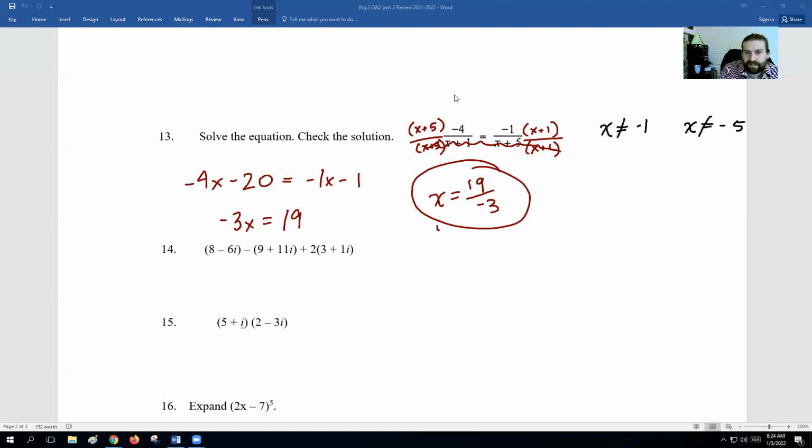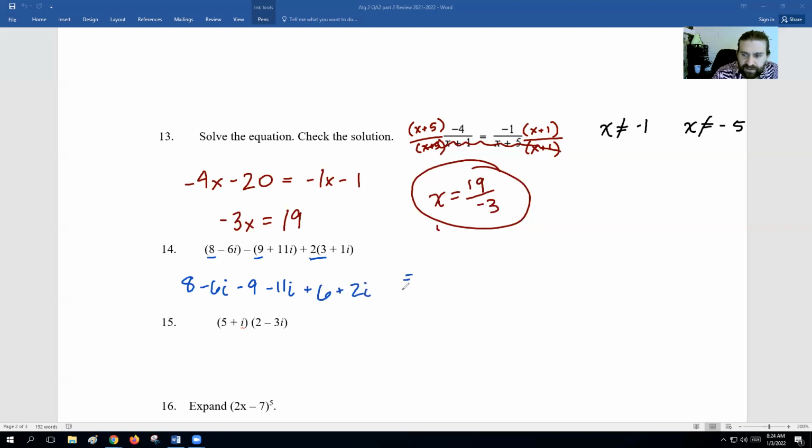All right. Last couple things here involving the imaginary numbers. Okay, we just need to combine like terms here. And so we'll start out with our real ones. Oh, let's distribute that. So we got 8 minus 6i. Let's distribute the negative. Minus 9 minus 11i. And then plus 6 plus 2i.